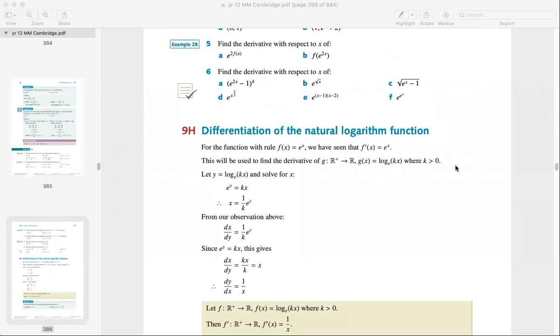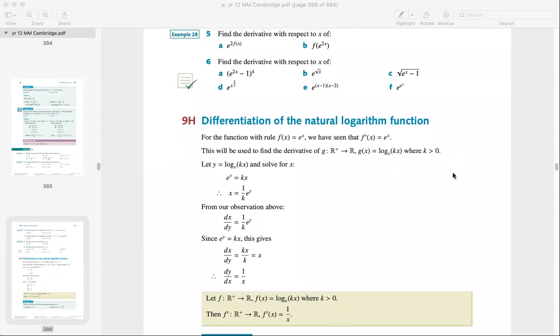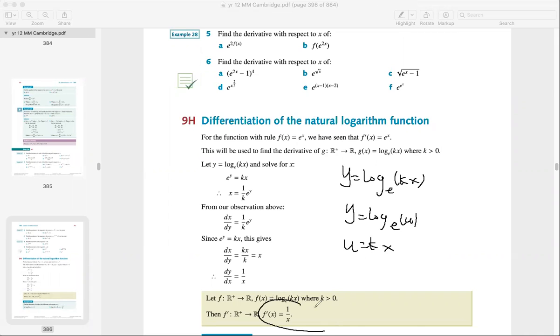And for my 9h, it's logarithm. So if I have y equals log e of kx, my y is log e of u, my u is kx. So I can do the same thing. Then again, I will get 1 over x.